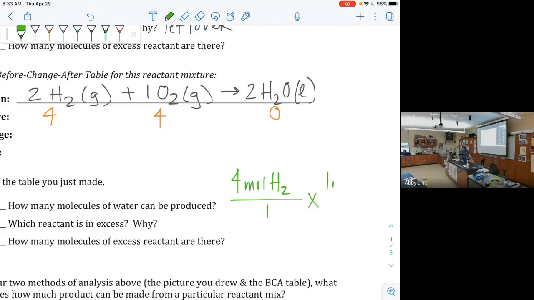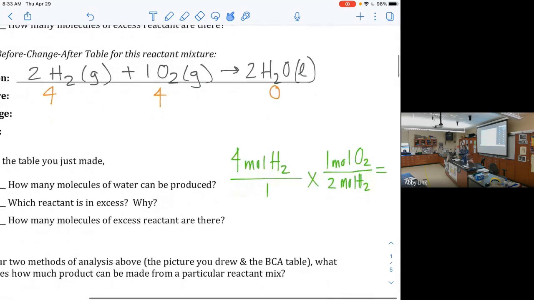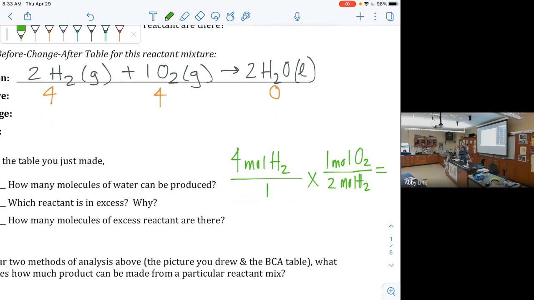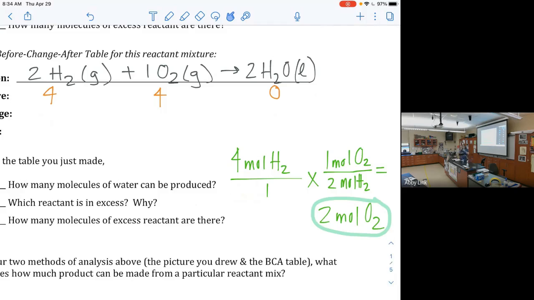You can figure that out quite easily. You do your mole ratio calculation here. You get 4 moles of hydrogen times 1 mole of O2 over 2 moles of H2. We've got our mole ratio right there. And what you end up with is 2 moles of O2. Now here is where you need to ask yourself a question. Do I have at least 2 moles of O2? You would say to me, yes, Ms. Link, we have 4 moles of O2.